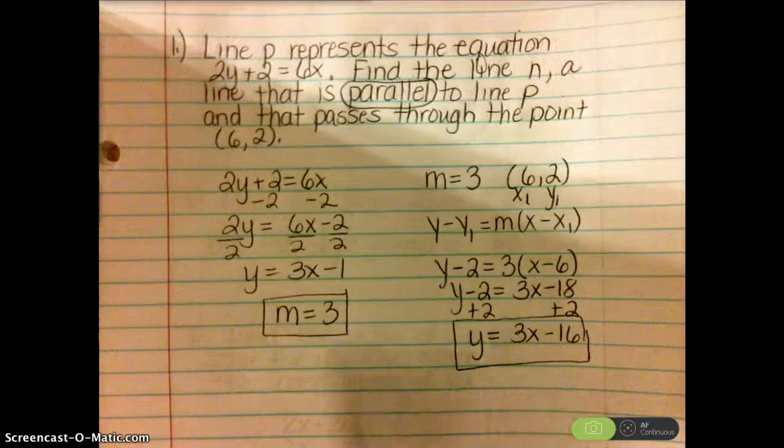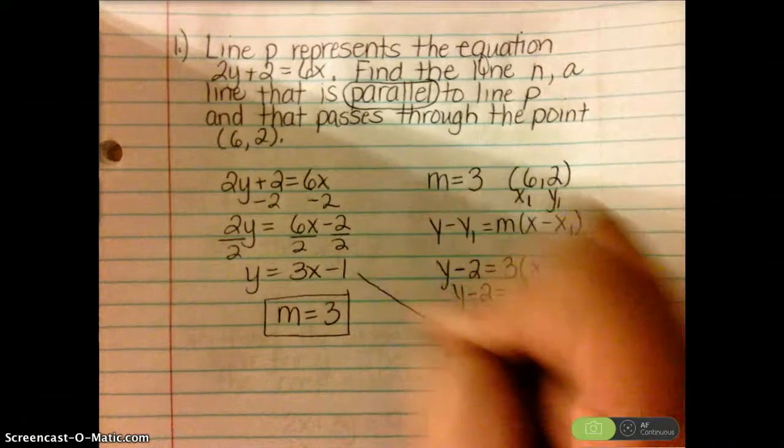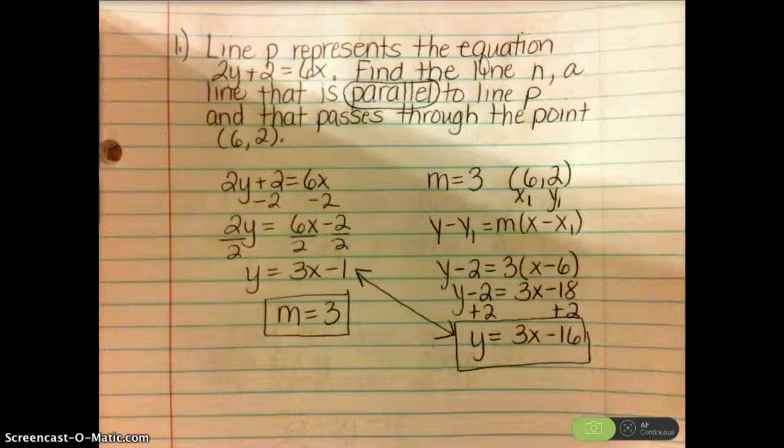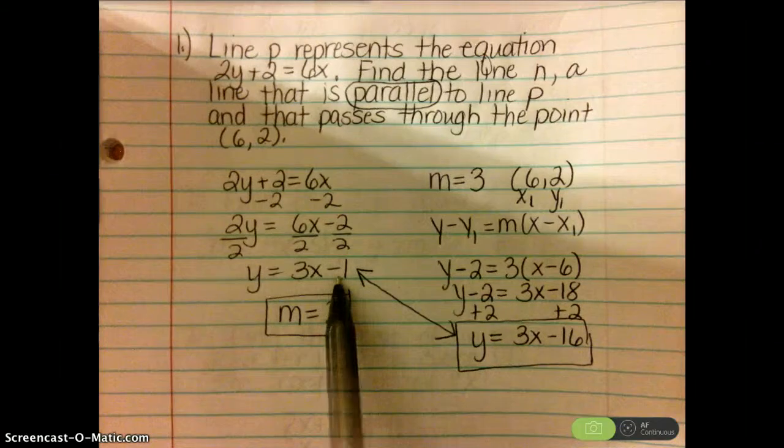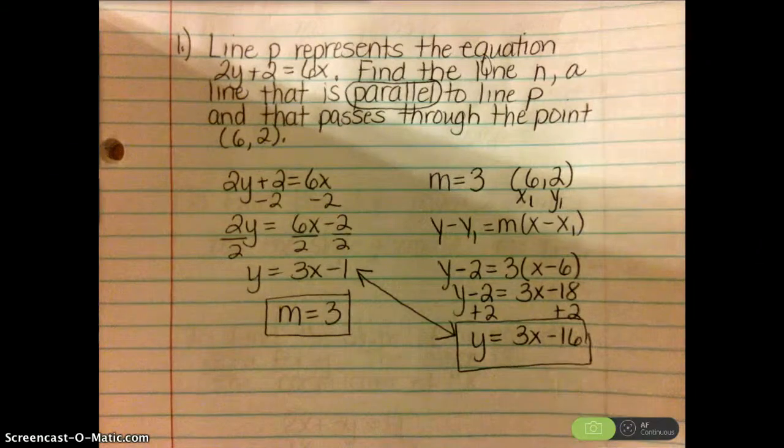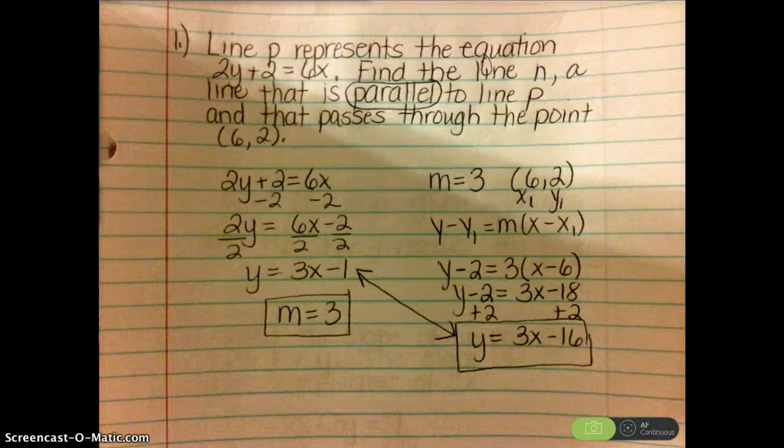So if we were to graph these two equations here, because the slopes are the same, these two lines will be parallel. This one will have a y-intercept of -1. This one has a y-intercept of -16. So remember, parallel lines have the same slope.